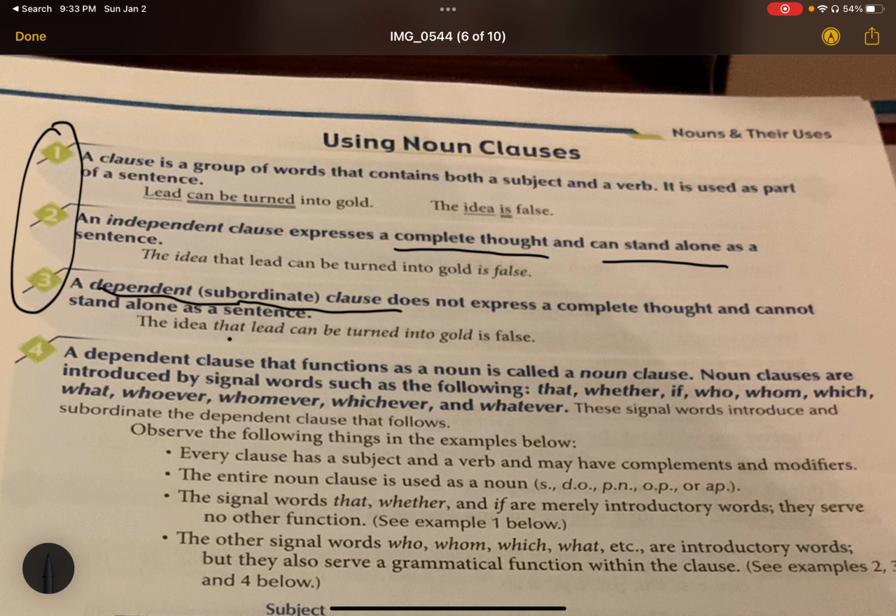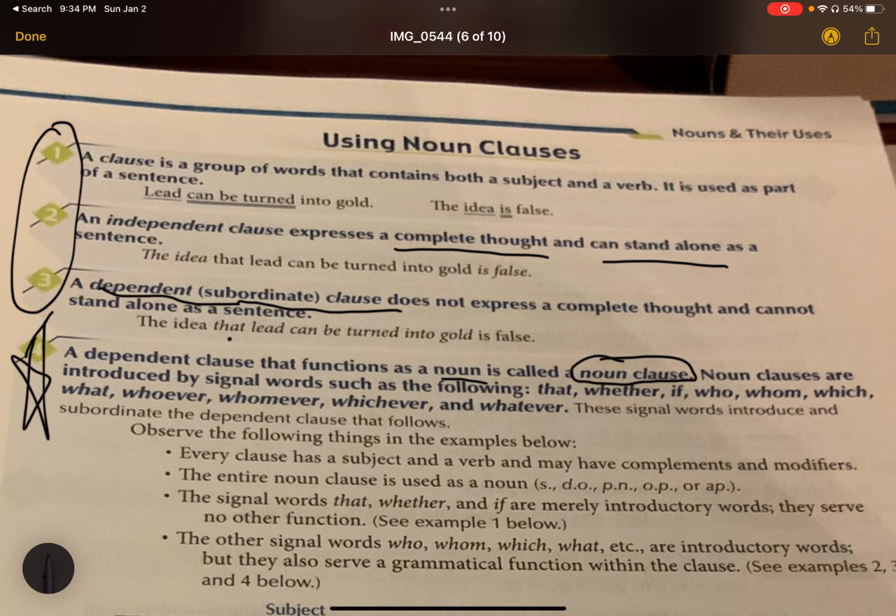A dependent clause, here's one that you might need to study. I'm sure you will. A dependent clause that functions as a noun is called a noun clause. So when you have a clause that can't stand alone, but it's functioning as a noun within another sentence, we call it a noun clause.